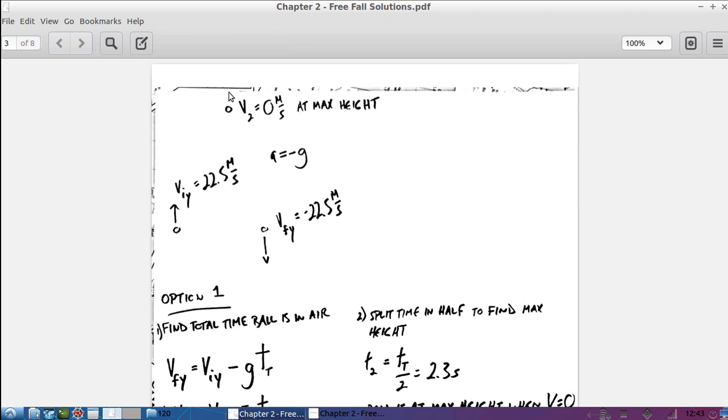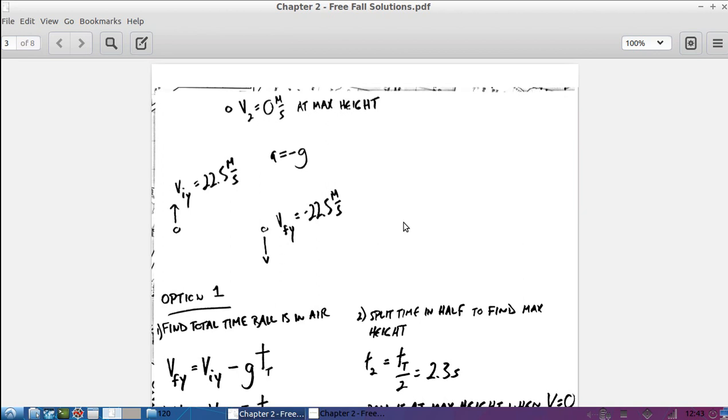This is when it gets to max height. Right? So I'm drawing it at the bottom of its path. I'm drawing it at max height. And then I'm drawing it down here, right? I'm making the prediction. It's symmetric. So I know that this speed is the same as this speed, opposite direction.